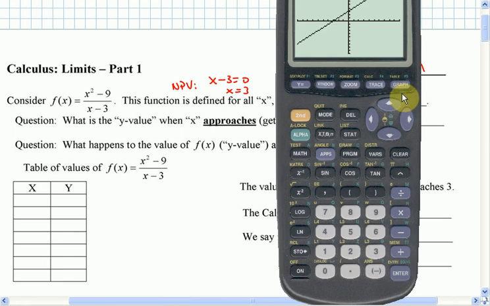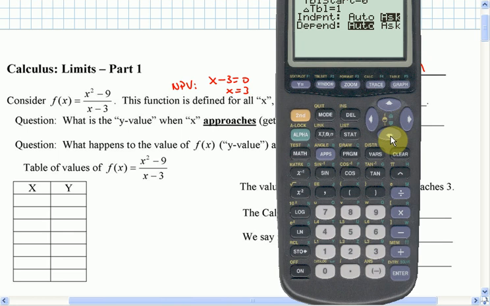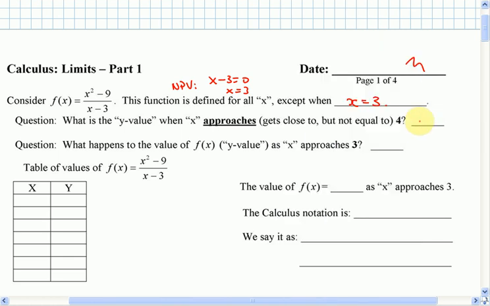Get a nice line. If we were to make a table of values, which I will do now, table, let's go back to table set. I'm going to start at, let's say, about 2, increment it by 0.1. Let's do automatic, and then let's go to our table. So you see, my question to you is, what happens when we get closer and closer to 4? What does the y value get closer and closer to? Looks like it gets closer and closer to 7, right? 6.9, 7.1, gets closer to 7.